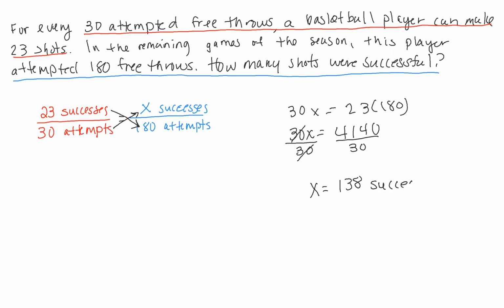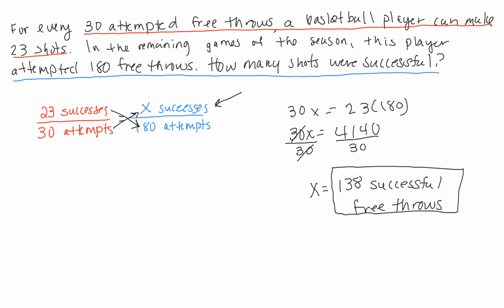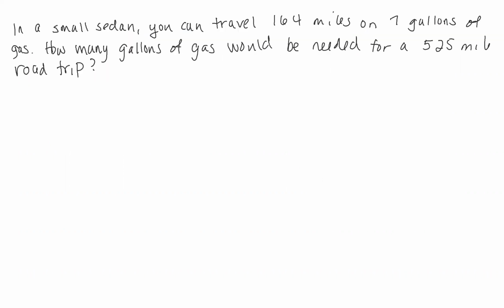138 successful free throws. Remember, with word problems, you never just leave a plain old number. 138 what? 138 successful free throws. And that's it. Let's look at another one.